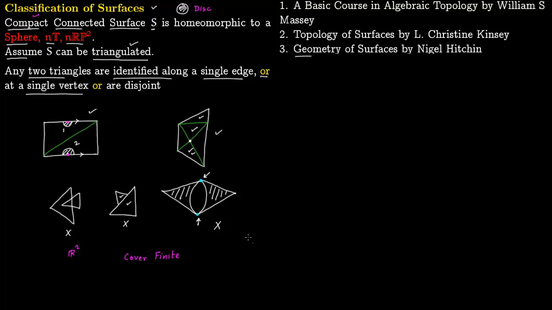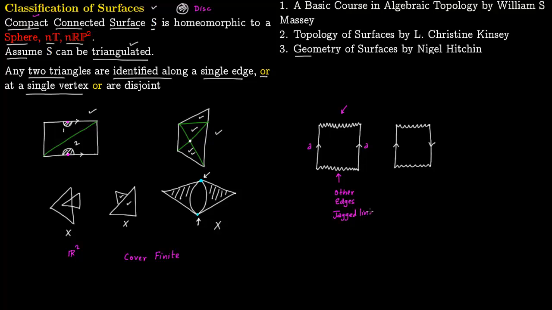When we talk about surfaces, we are going to consider edge by edge. Say there are two edges, an edge A and an edge A. These two are to be identified. So we put A and put an arrow. If these two edges are under consideration, the other edges we just put as jagged lines. These are other edges, and they are just jagged lines. Now if both these A's point in the same direction, we call them opposing pairs.